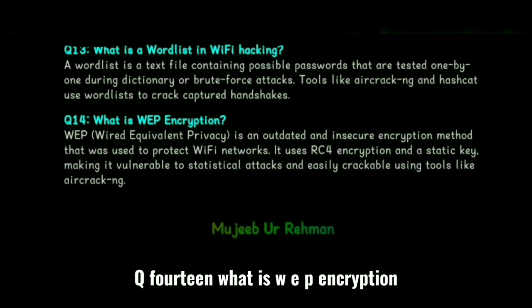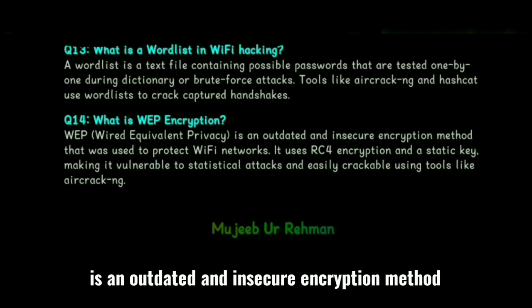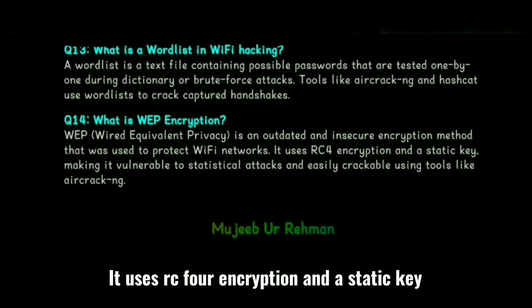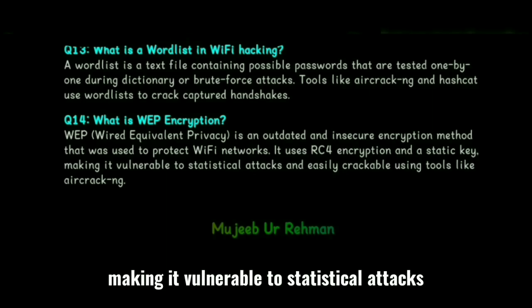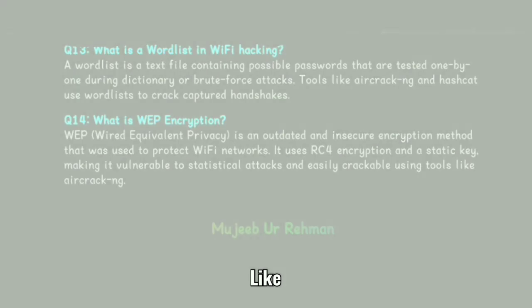Q14. What is WEP encryption? WEP, Wired Equivalent Privacy, is an outdated and insecure encryption method that was used to protect Wi-Fi networks. It uses RC4 encryption and a static key, making it vulnerable to statistical attacks and easily crackable using tools like Aircrack-ng.